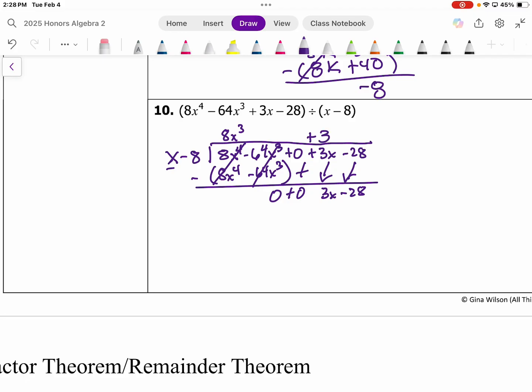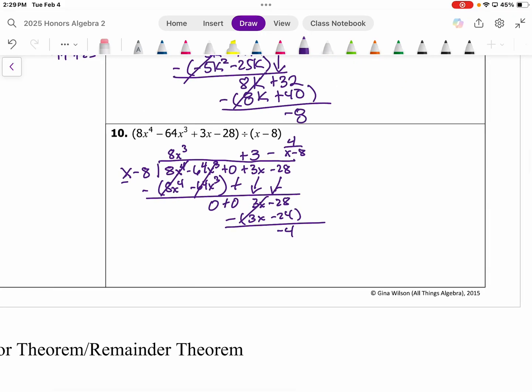Technically a plus 3. So it's 3x minus 24. Then I subtract down. The 3x's cancel, and that leaves me a negative 4. And so I have a minus 4 over x minus 8. So this problem cleaned up would look like this: 8x cubed plus 3 minus 4 over x minus 8.